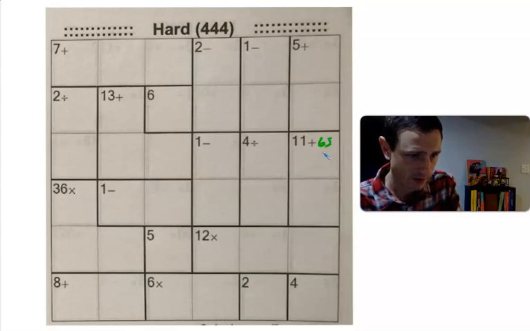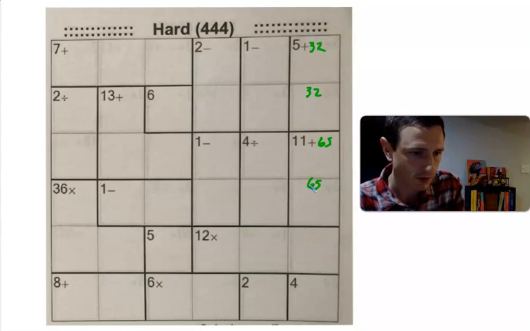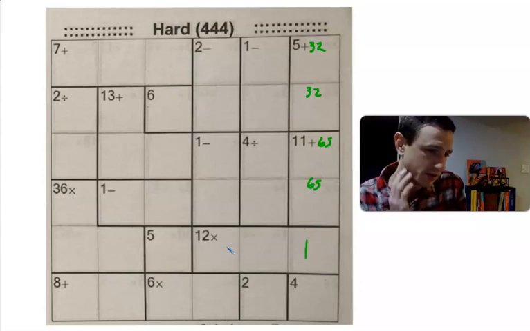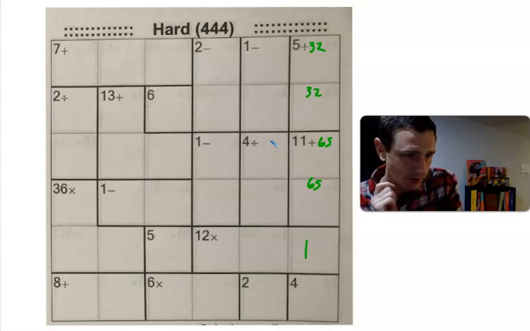This has to be 6 and 5. This has to be 3 and 2 because I already have a 4. I was going to say 4 and 1, but we already have a 4 here. So this has to be 3 and 2. 3 and 2, 3 and 2. So 6, 5, 4, 3, 2, 1. This could be 6 and 2, 4 and 3. This has to be 4 and 1. So 6 and 2, 4 and 3.